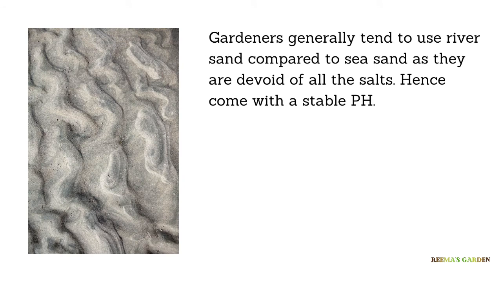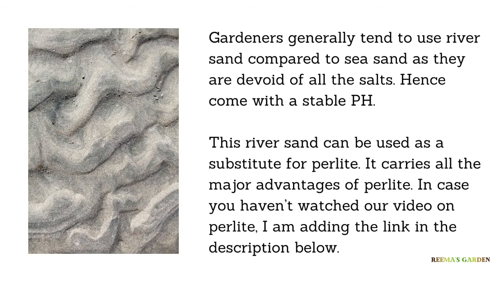Gardeners generally tend to use river sand compared to sea sand as they are devoid of all the salts, hence come with a stable pH. This river sand can be used as a substitute for perlite. It carries all the major advantages of perlite.